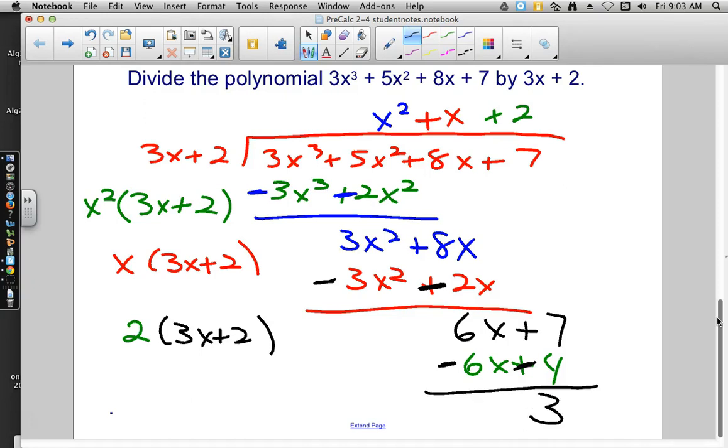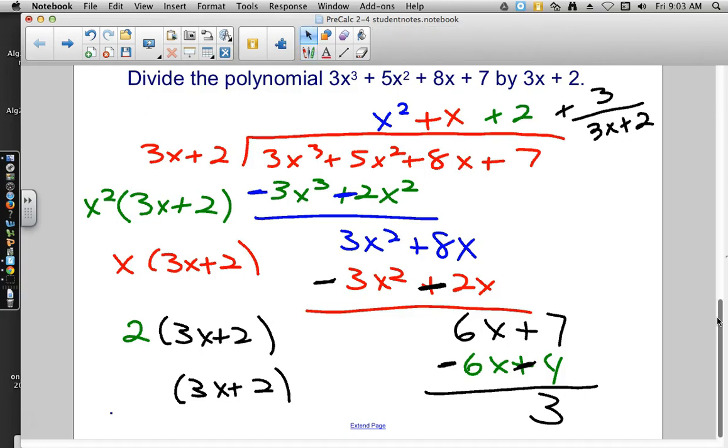Do we have anything else to bring down? Is there some way we could take 3x plus 2 and multiply it by something and get 3? Then that's our remainder. So this is plus 3 over 3x plus 2. Remainder over the divisor. And that's exactly how we did this last year. Exactly how we did polynomial long division.